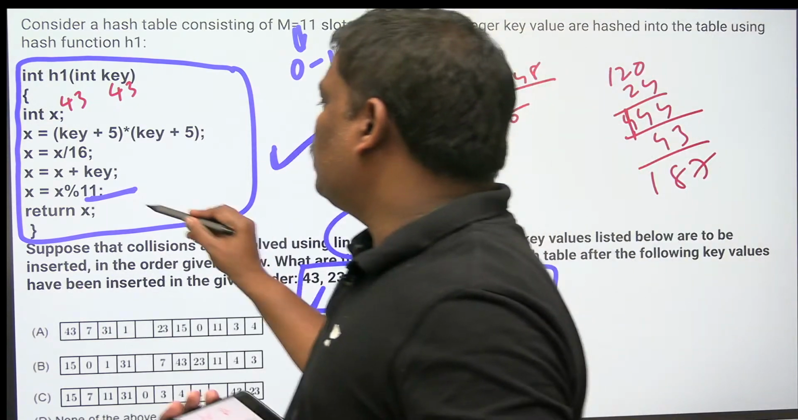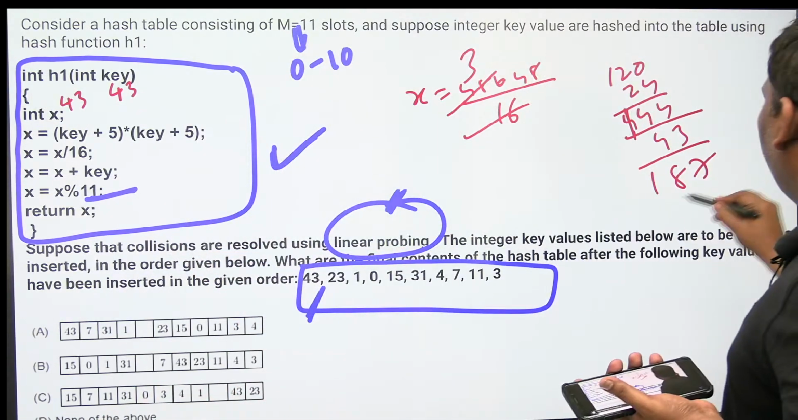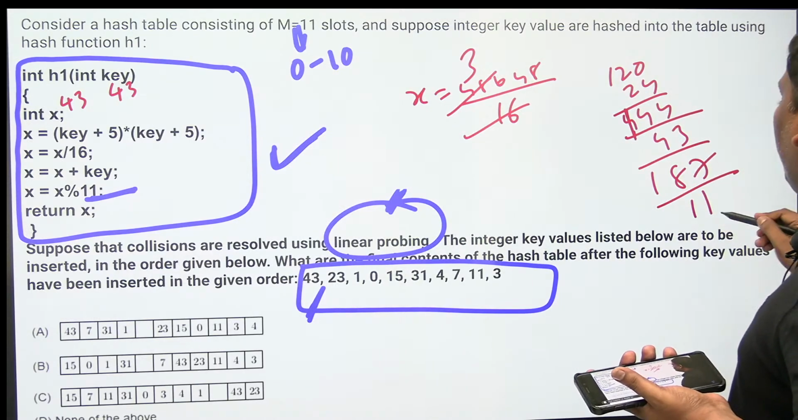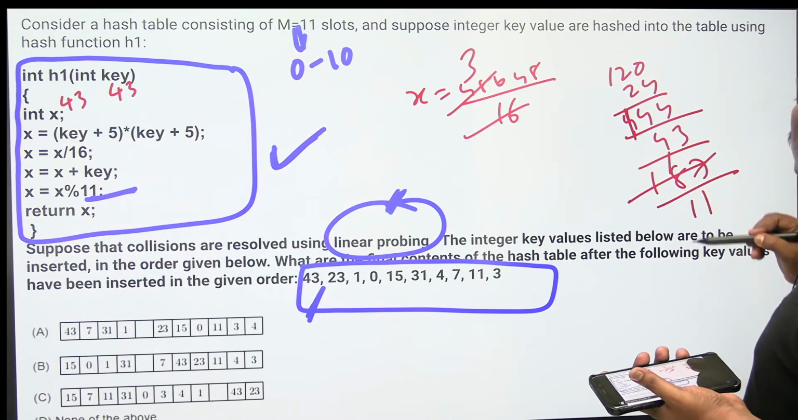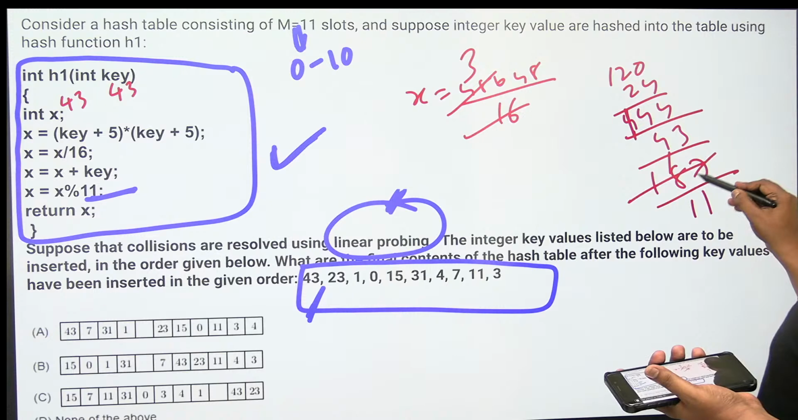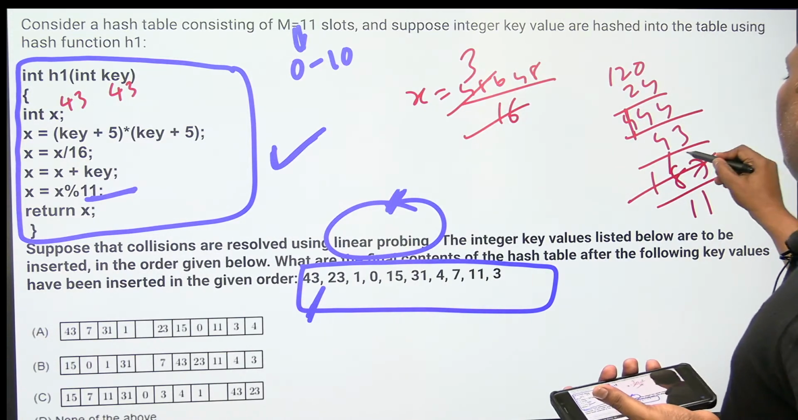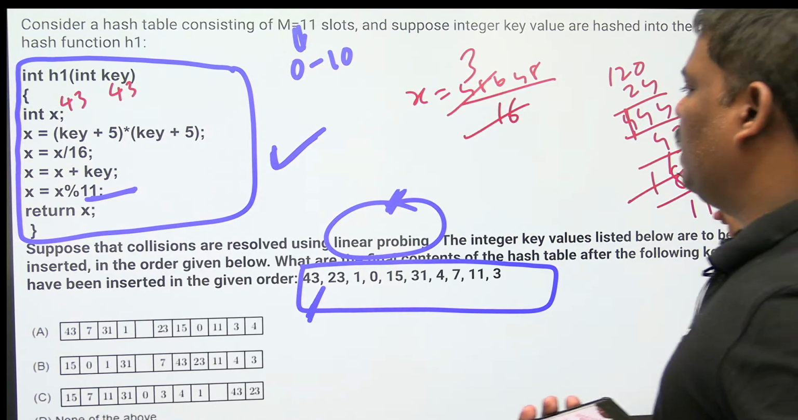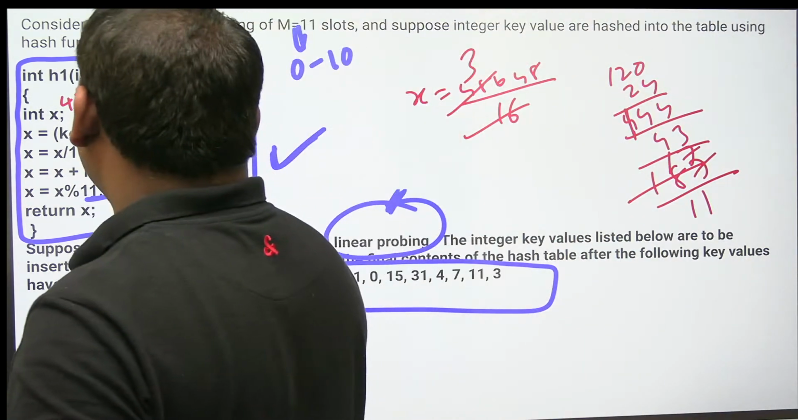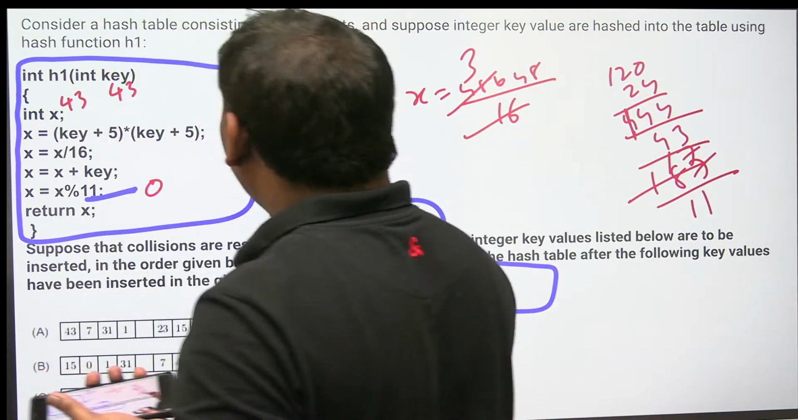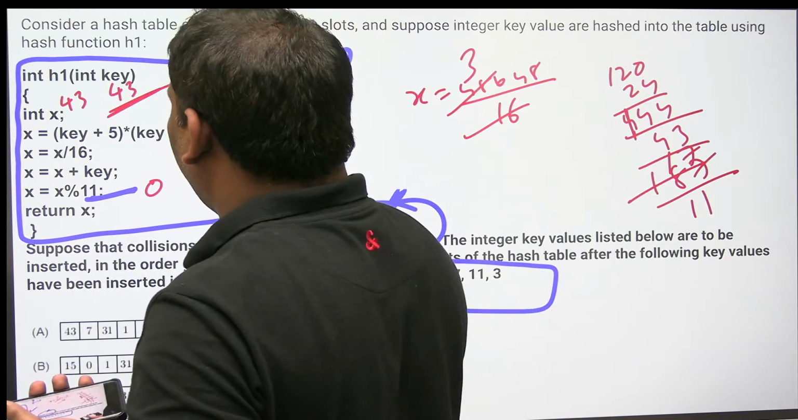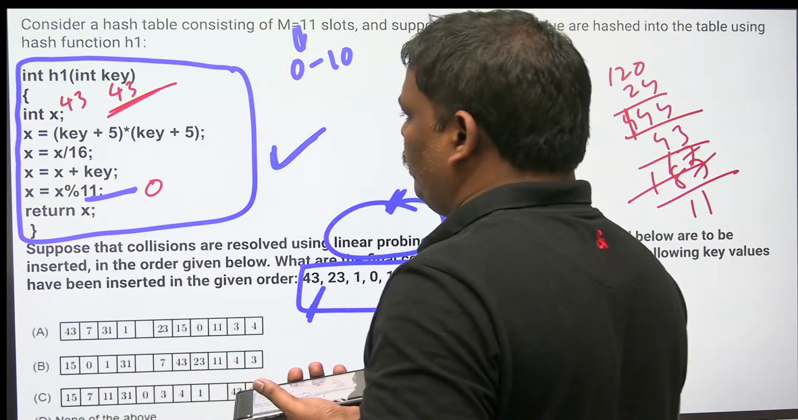Check if I am doing anything wrong afterwards. 187 divided by 11, what is the remainder? 11 ones 11, remainder is going to be 7, right? 11 7s 77. Remainder is 0. X value 0, return 0. Finally, if I give 43, finally 0 is coming.